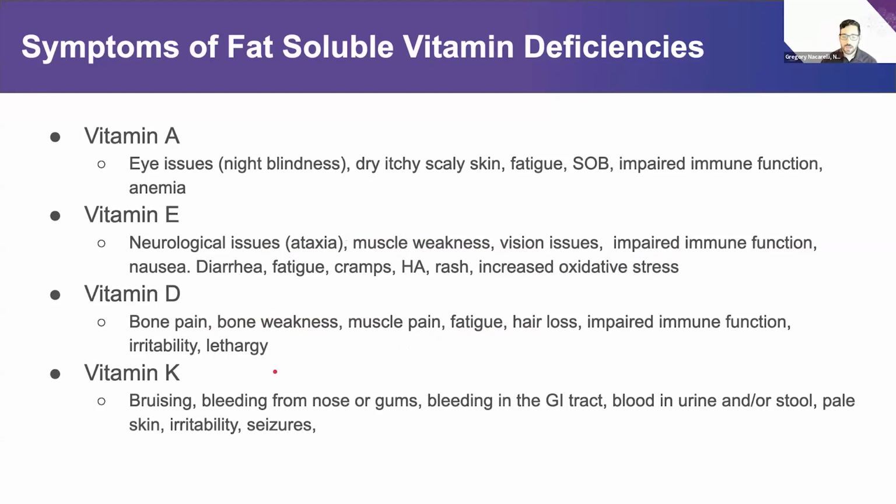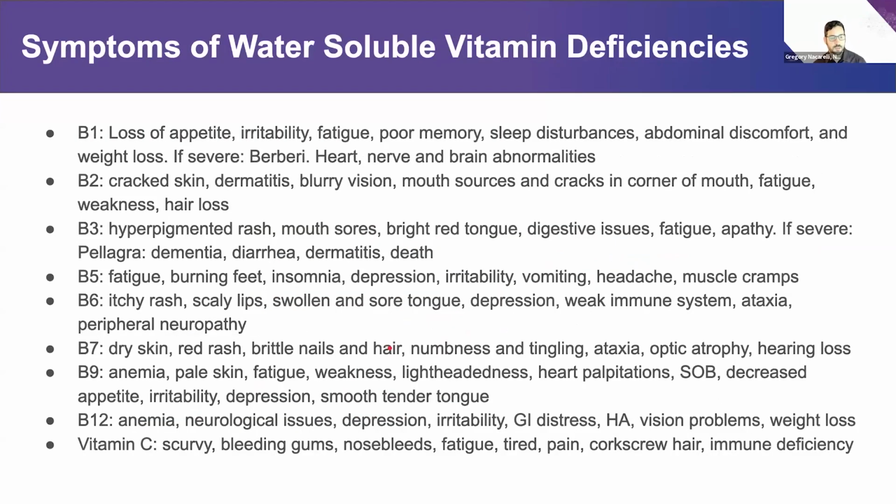Vitamin K, it's involved in clotting. And so when we are deficient in that, we could expect to see more bruising, bleeding from the nose or gums, or bleeding in the GI tract, and also some neurological symptoms as well. But the B vitamins, there's a lot of crossover between deficiencies in B vitamins, but for some of the B vitamins, there's more characteristic symptoms. For B1, lots of different generalized symptoms, but if somebody is severely deficient in B1, there's something called beriberi. They experience heart, nerve, and brain abnormalities.